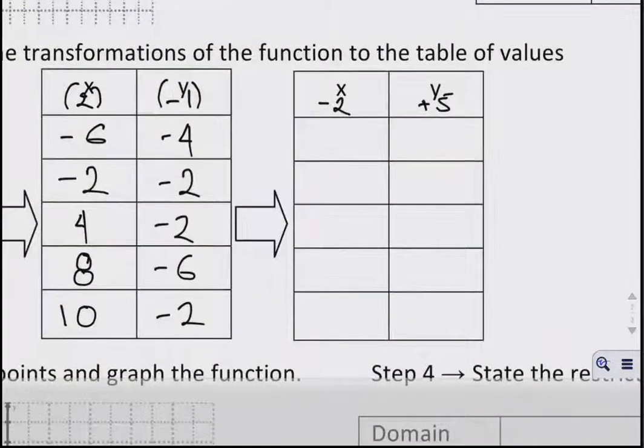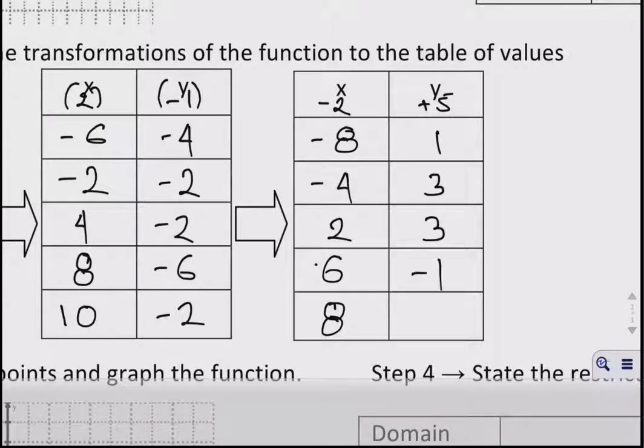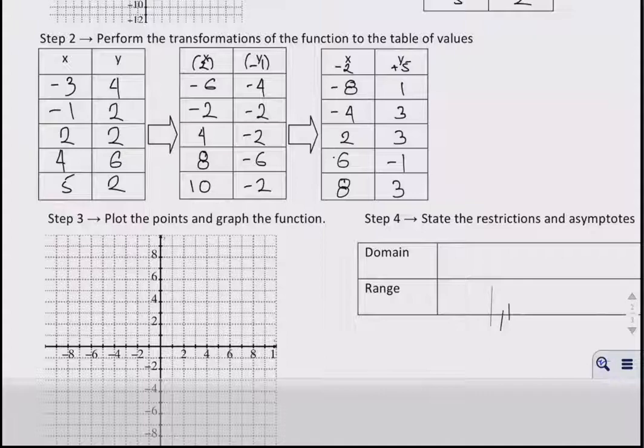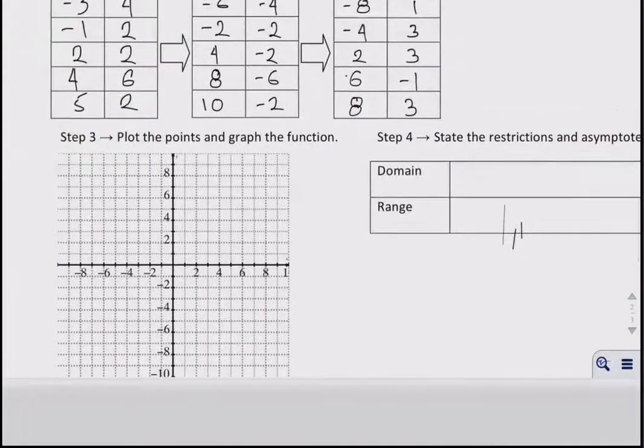So what does that mean? Based on our previous table of values, we're going to get now -8, -4, 2, 6, and 8. The y values will become 1, 3, 3, -1, and 3 again. So those are our points. We can now go to our Cartesian plane and graph them.